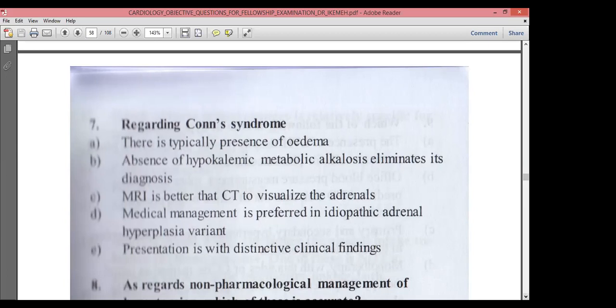Medical management is preferred in idiopathic adrenal hyperplasia variant. Yes, that is true. That's correct. Presentation is with distinctive features. The presentation, as we said, can be very non-specific. And so the true answer there is D. Medical management is what is preferred when you have idiopathic adrenal hyperplasia. Okay. The next question, or any comments?